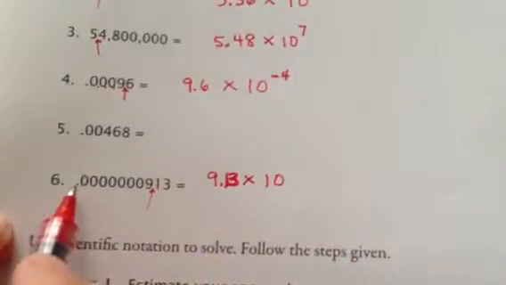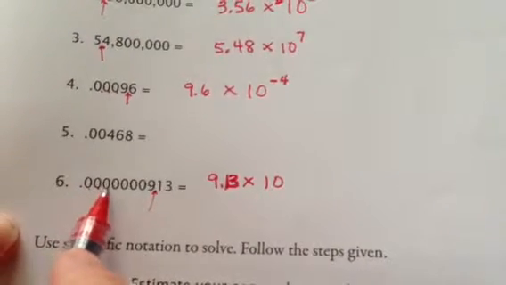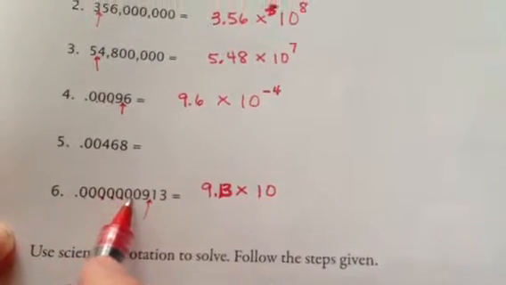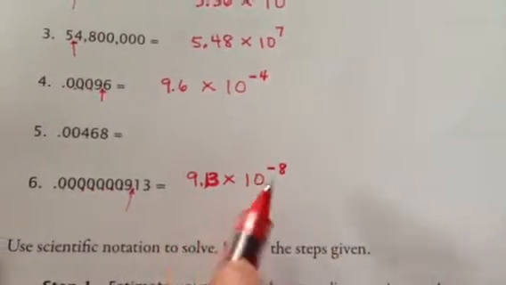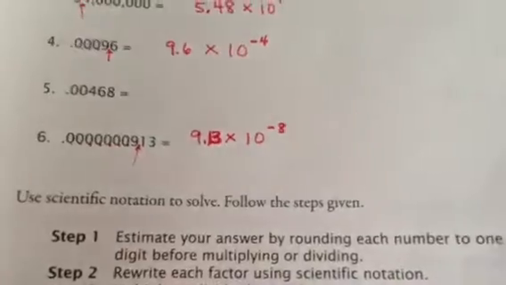Times 10. Now let's see how many places I moved it. 1, 2, 3, 4, 5, 6, 7, 8. It's a tiny little number. So I'm going to write that. Don't forget your negative sign. Okay, so that's all you have to do there.